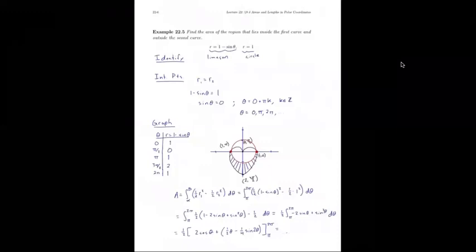Find the area of the region that lies inside the first curve and outside the second curve. So first curve, second curve. First curve is a limacon, second curve is a circle. Radius 1 for the circle. Specifically, this limacon, a over b, a is 1, b is 1. This is a cardioid, 1 over 1. So we know that we're dealing with a cardioid specifically, and a circle.